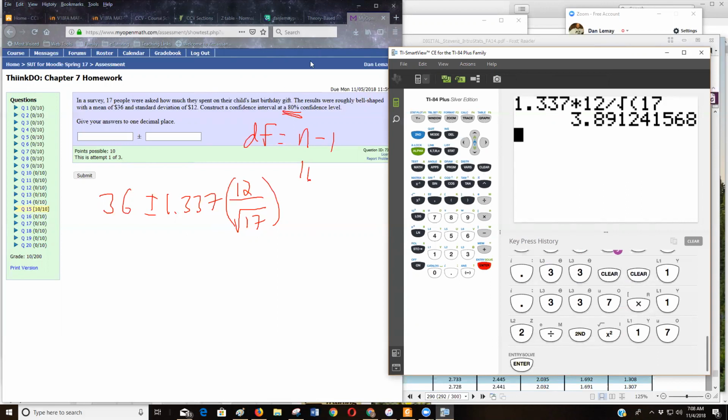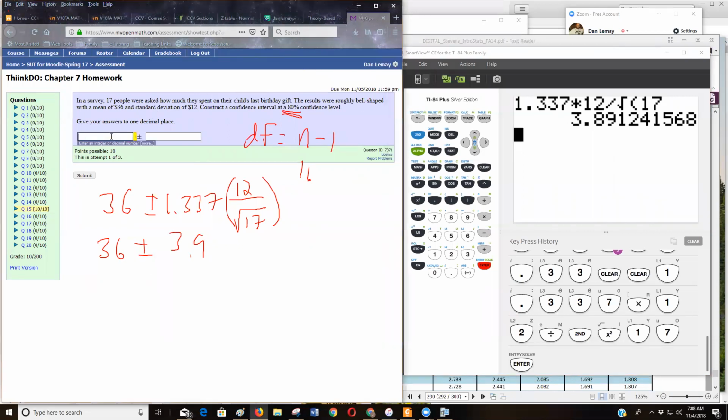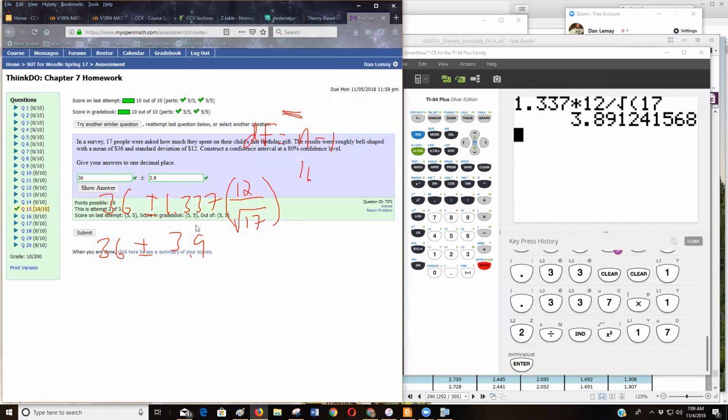So that tells me I'm going to have 36 plus or minus 3.9 as my margin of error. The answer for this will be, let's see if I'm doing this correctly. I don't see where I'm making a mistake, but you never know with MyOpenMath, right? Sometimes it's spot on. It says one decimal place, so that's what I'm going to give it. Okay, good. So I did that correctly to make the computer happy. That's the margin of error.